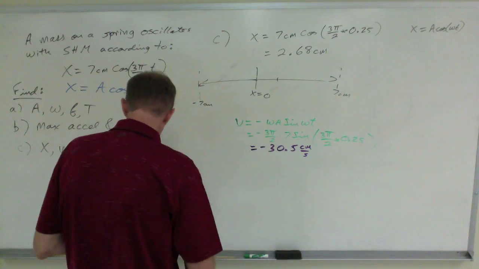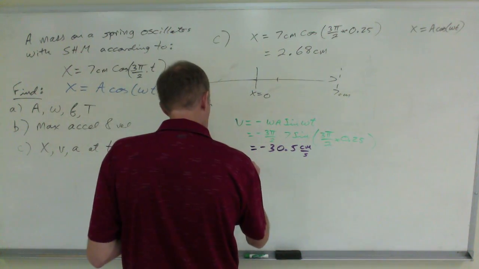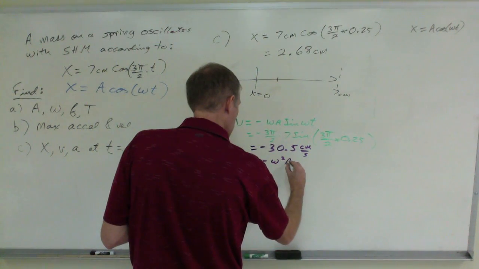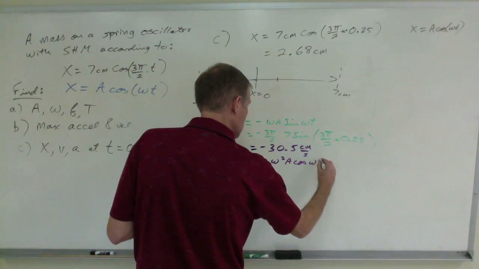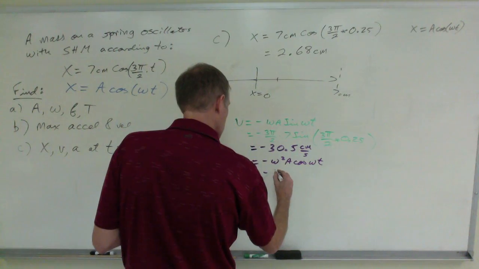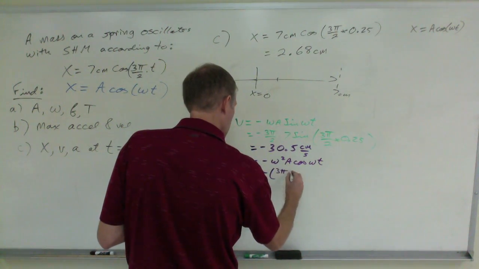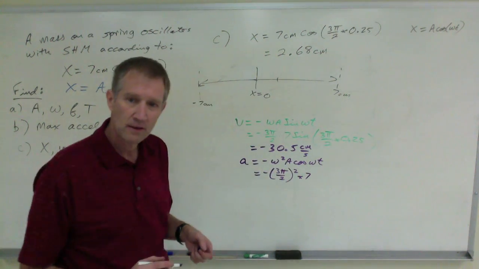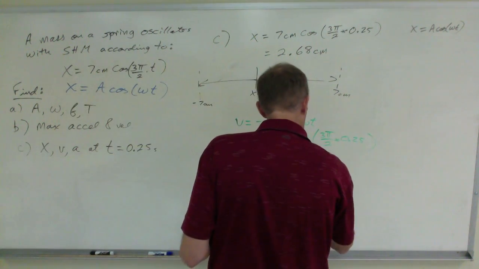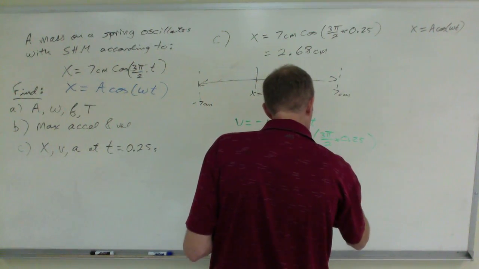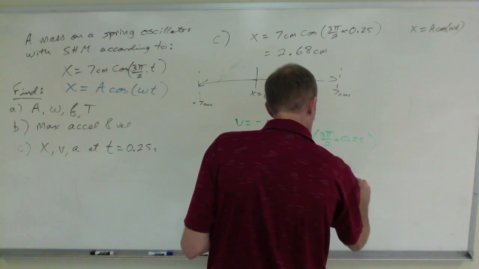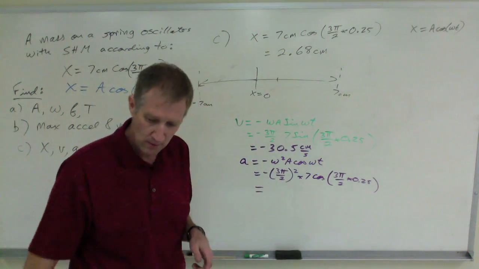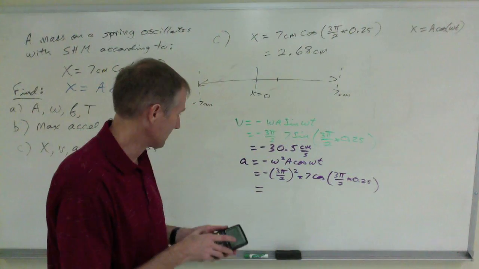And then the last thing is to find the acceleration. So acceleration equals negative omega squared times A times the cosine of omega t. So this is negative, parentheses here, 3 pi all over 2 squared, times 7 centimeters again, times the cosine of 3 pi over 2 times 0.25. Again, I'm in radian mode. I could really mess you up. You have to pay attention to that.